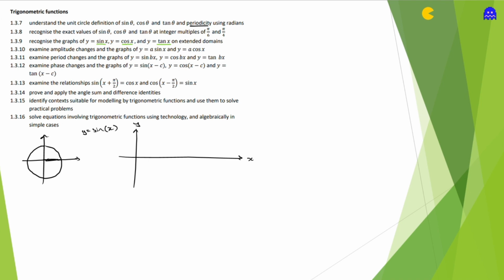At x equals 0, we have y equals sine of 0, and sine of 0 is 0 because the y-coordinate is 0. Then we start increasing up to 1. And we reach the maximum of 1 when x equals pi on 2, or 90 degrees. So at x equals pi on 2, we reach the peak of our function.